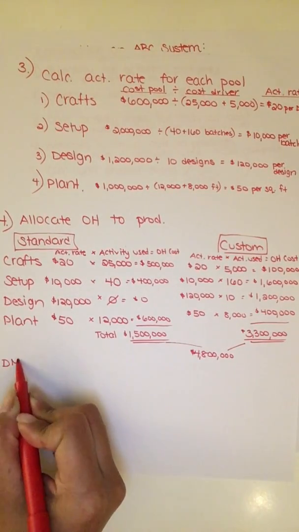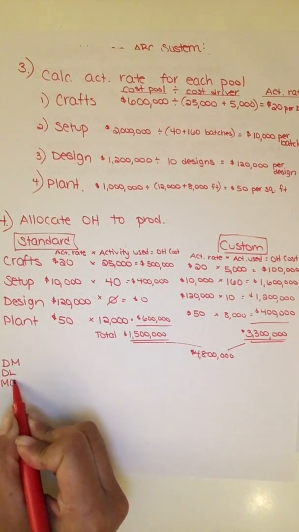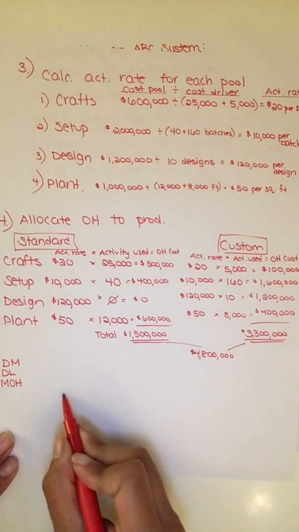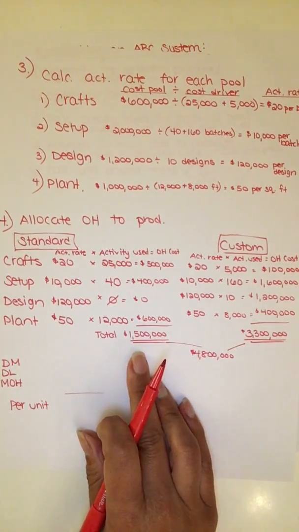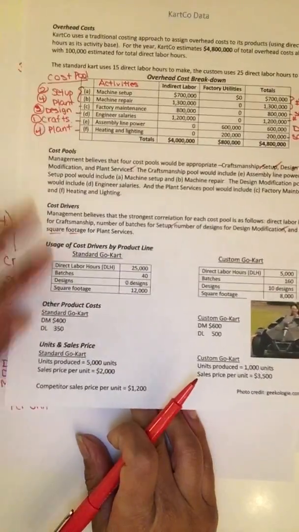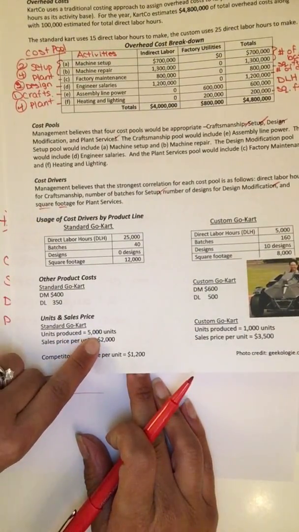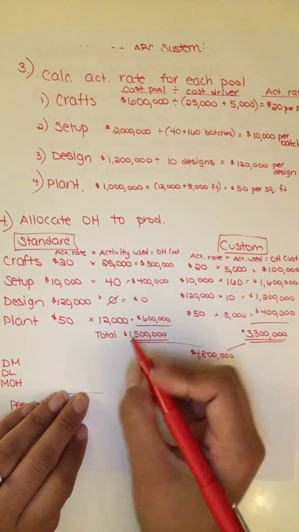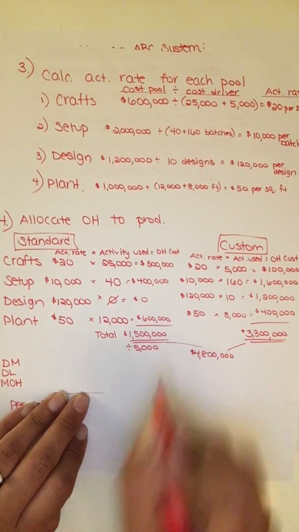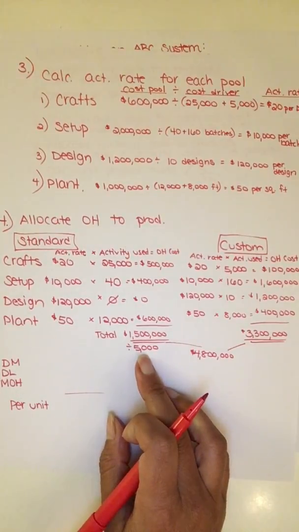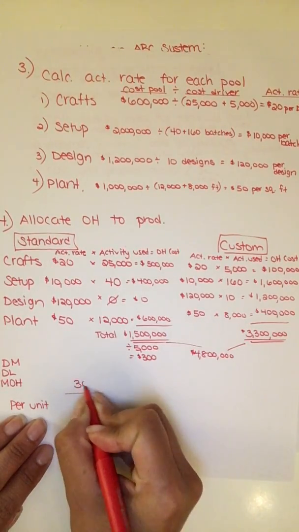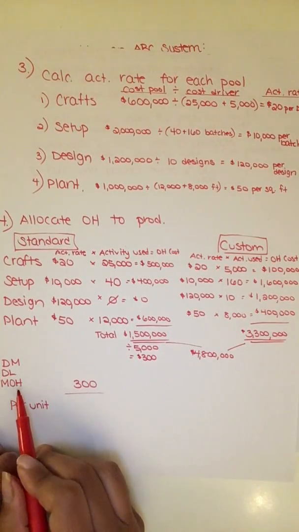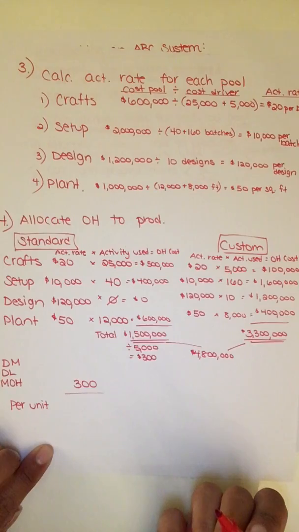So for the standard, we need the materials, the labor, the MO. MO, we just figured out, but we want to do it per unit. So let's figure out how many units we make of the standard go-kart. 5,000 units. So go ahead and divide your 1.5 million by 5,000. You're going to get $300. So there you go. $300 is your overhead per unit using the ABC system.